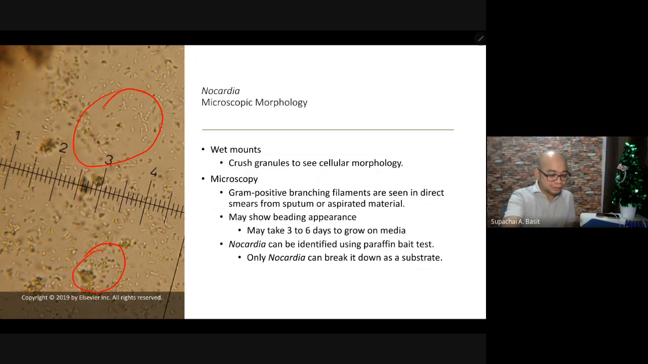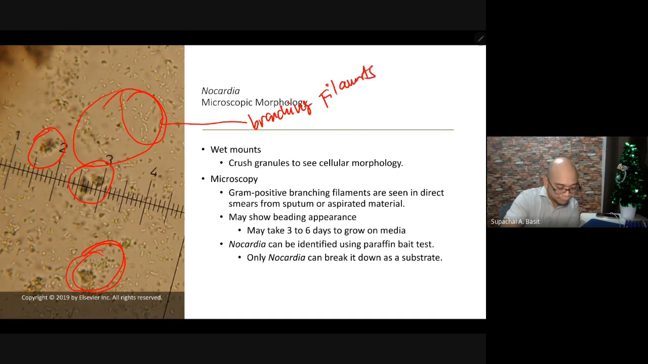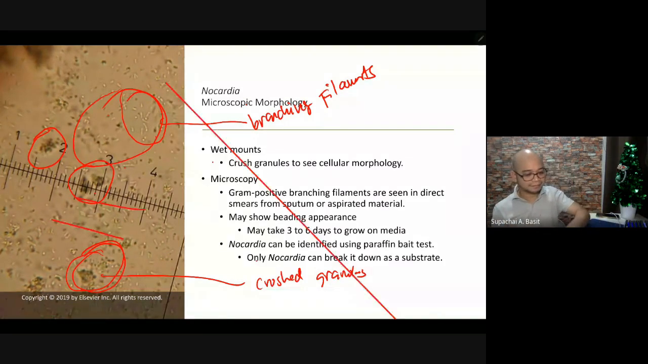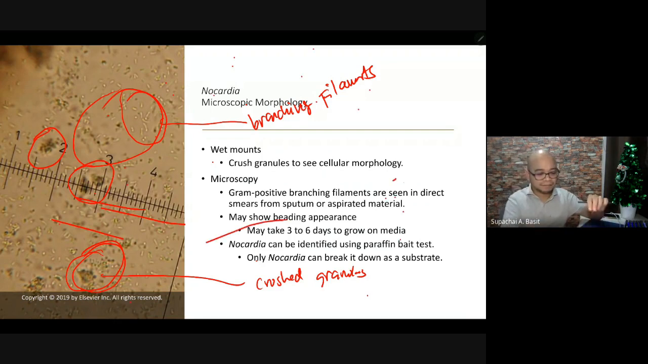But this is the wet mount of Nocardia. Here are the crushed granules. Another example of crushed granules for Nocardia. And then this is the branching filament of Nocardia. And then these are the crushed granules. Okay, hopefully I can move to the next slide.